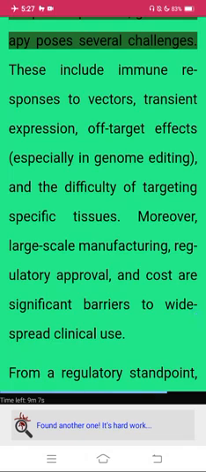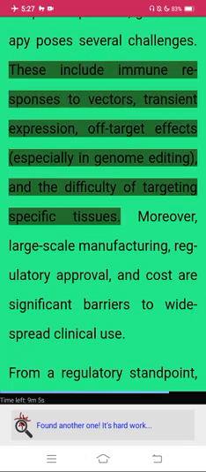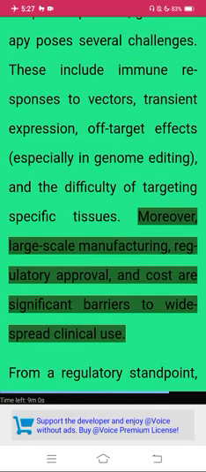Despite its promise, gene therapy poses several challenges. These include immune responses to vectors, transient expression, off-target effects, especially in genome editing, and the difficulty of targeting specific tissues. Moreover, large-scale manufacturing, regulatory approval, and cost are significant barriers to widespread clinical use.